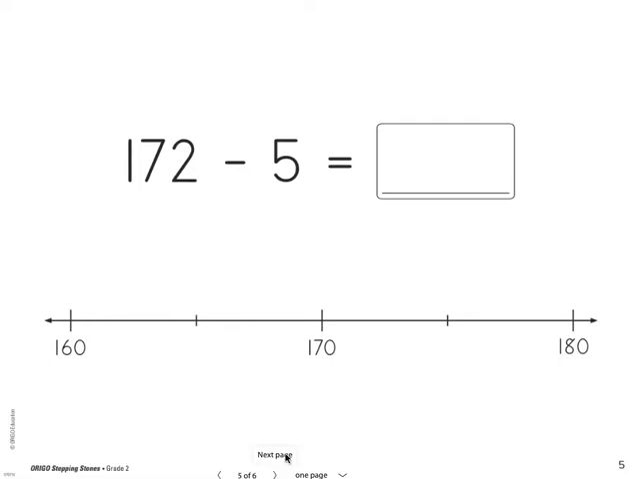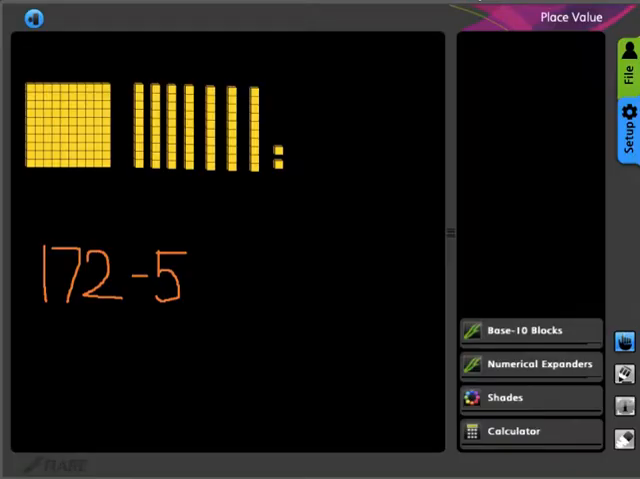172 take away 5? Let's try it with blocks. We have our 100, 7 tens, 2 ones. Take a second, tell me what my next step would be. Pause the video if you want some more time to think about it. What is our next step?